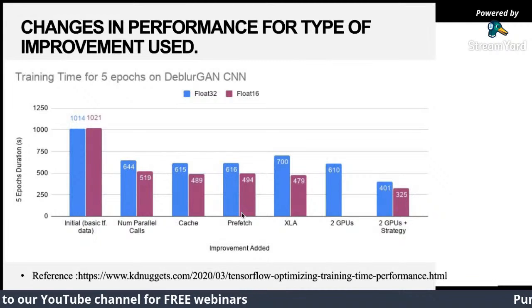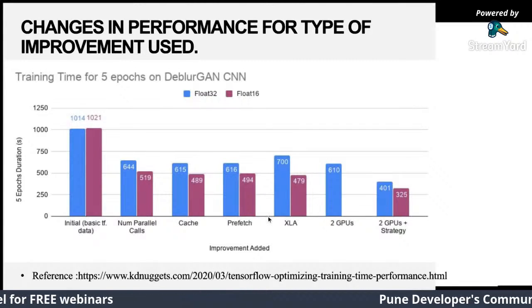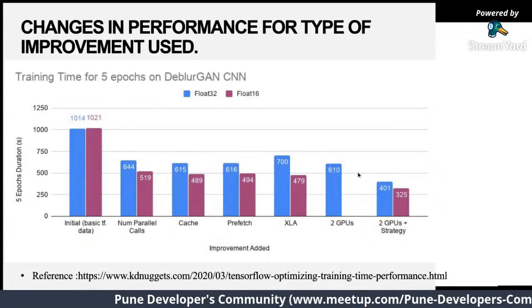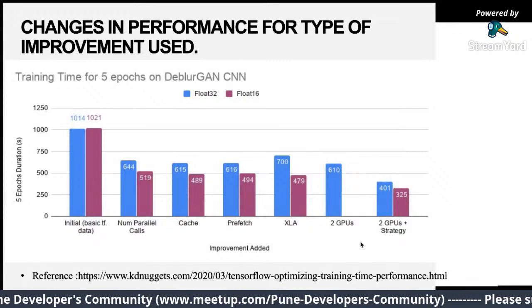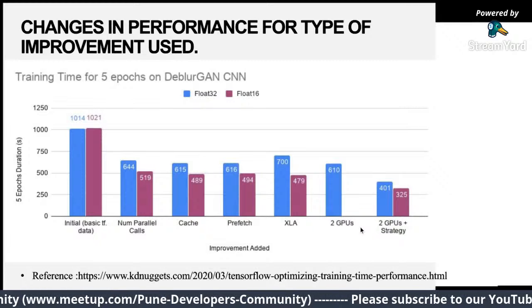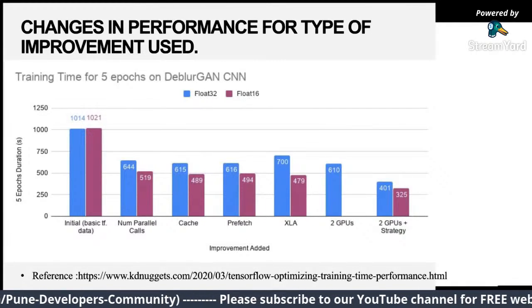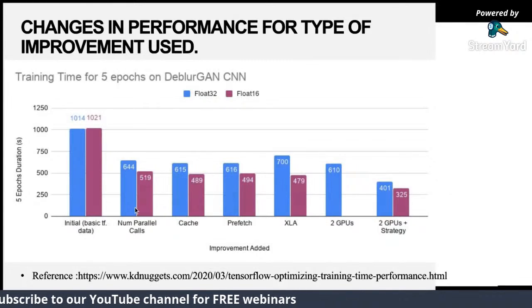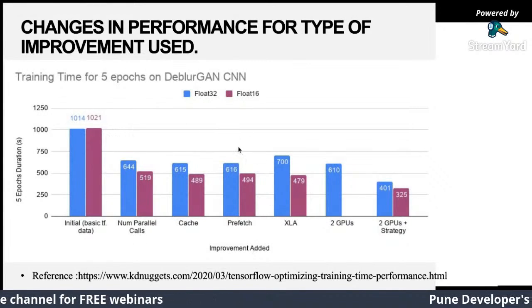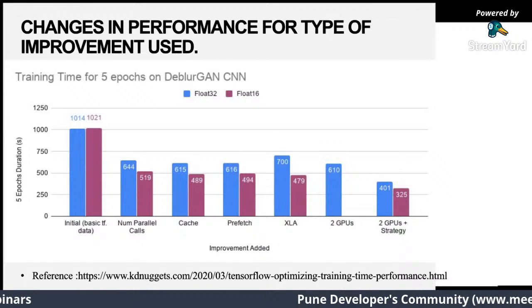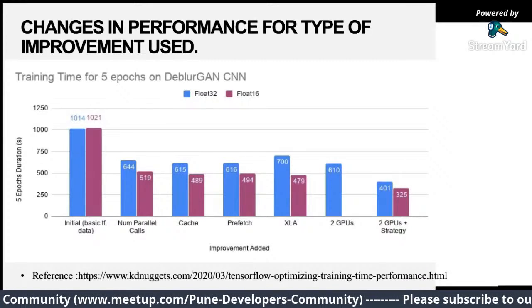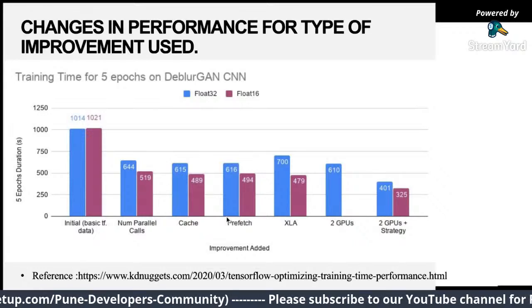Then there is XLA, a compiler that TensorFlow uses, which also improves your training time. Using two GPUs obviously has a good impact, and then two GPUs plus some strategy that the author might have used, but two GPUs always have an advantage. But if you have one GPU, you can always use these three operations: num parallel calls, caching your data, and prefetching your data. So this is the improvement that you see overall using various TensorFlow operations.